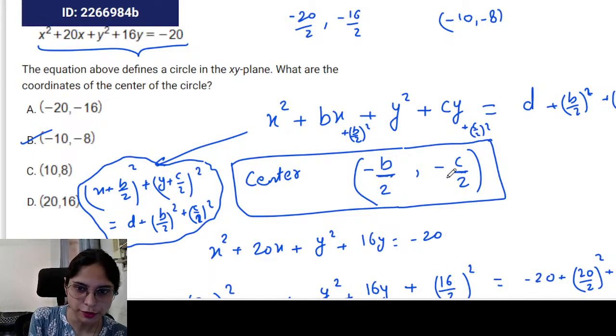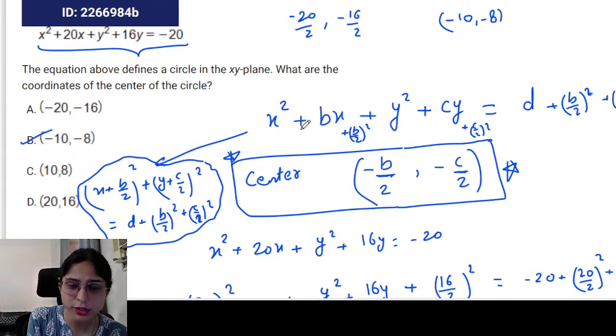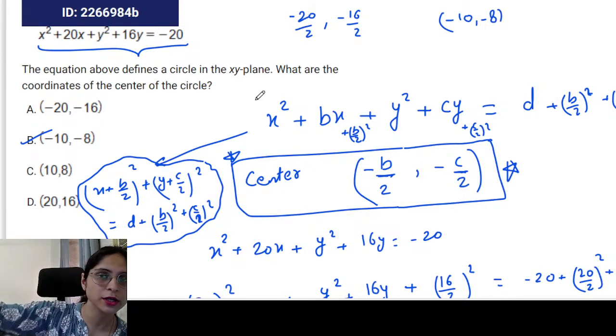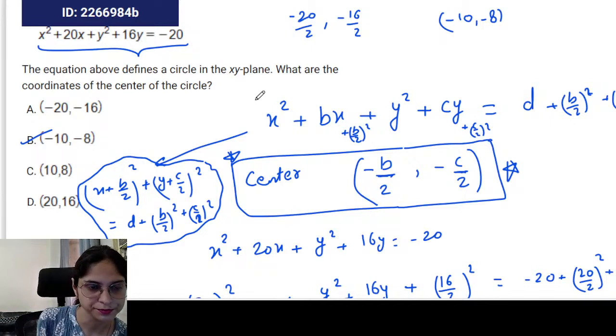So in particular, if you can remember, this is a very good hack. You just have to remember the coefficient of x square and y square has to be 1. If they are multiplied with something else, you first divide the entire equation with that number. Alright.